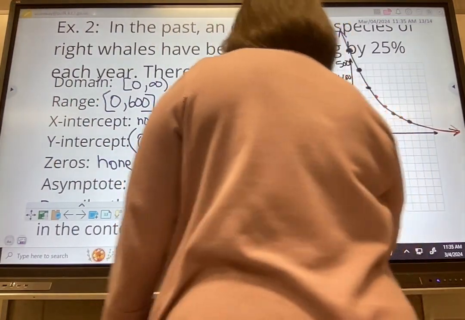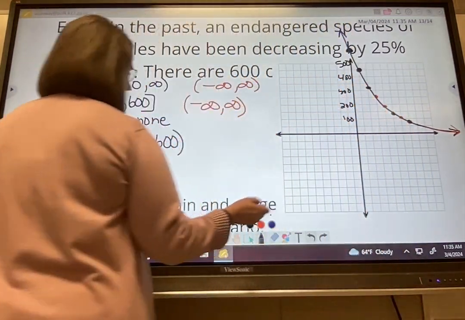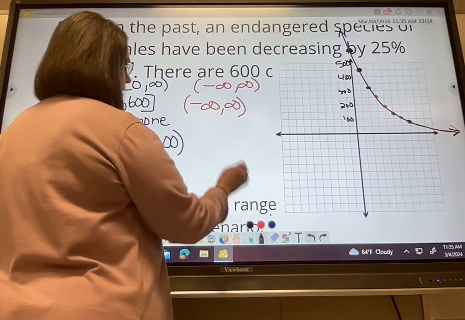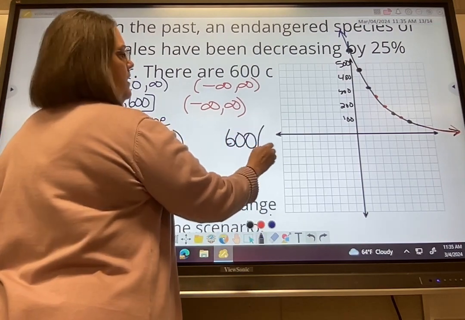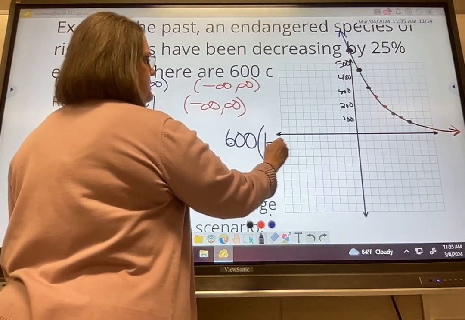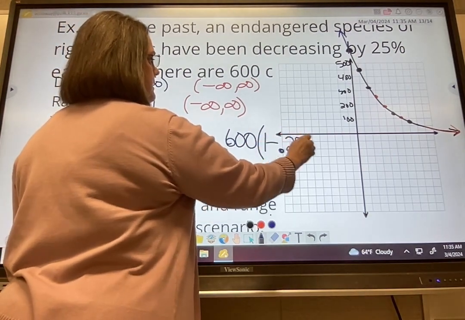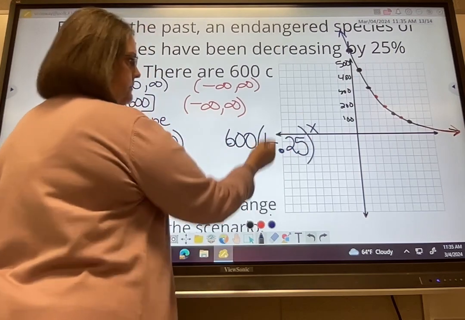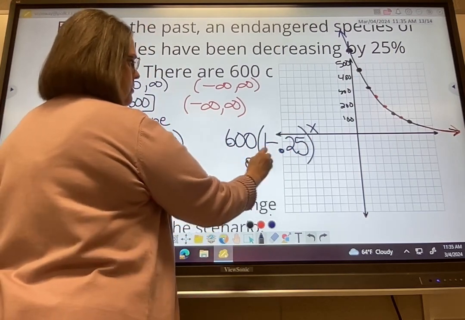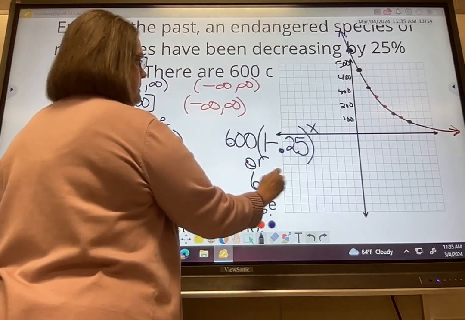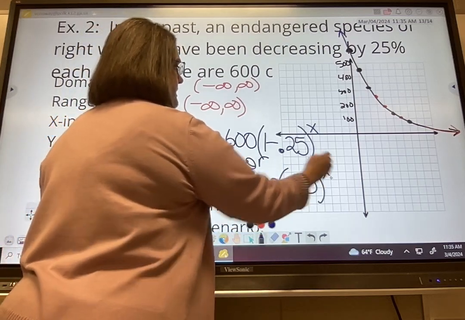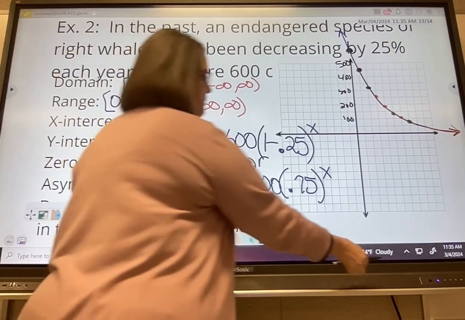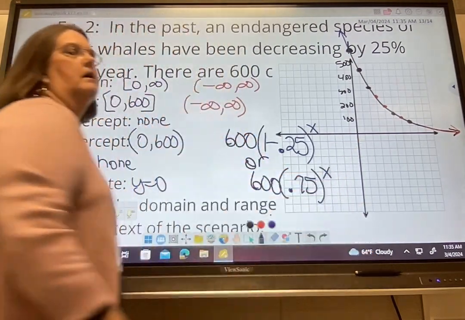We are starting with, and I should put the equation up here, we're starting with 600 right whales, and they are decreasing by 25% each year. So there we are. You can do that, or you can write it as 600 times 0.75 to the x. And I've graphed that. We'll spend time graphing that in class.